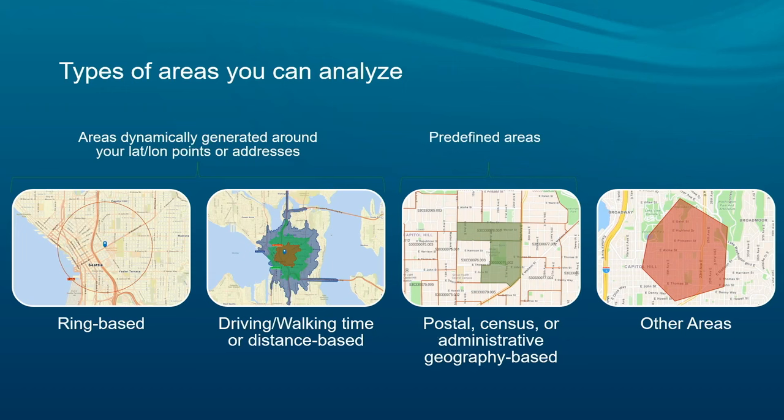The ring-based and the drive time or walking time-based study areas. What I'll talk about on the next slide is how we apportion data to these areas. For predefined areas or standard geographies like census geographies, postal codes, counties or states, it's a really simple operation to request that data. It's a one-to-one relationship between that feature and its attributes in a table, and that's very easy to retrieve. For these non-standard areas, we have a methodology of apportioning that data that we'll get into on the next slide.